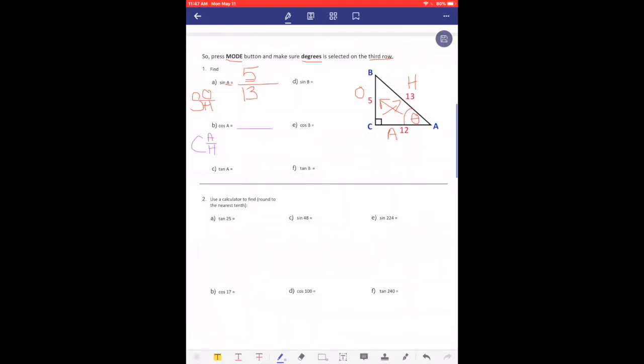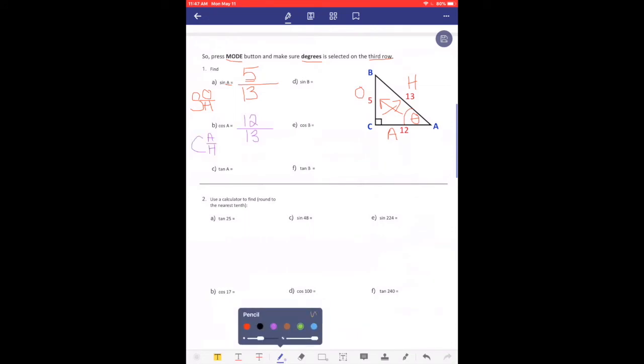So that means I'm going to set up a fraction, and we're still using that angle A, so I can leave my labels on the triangle. Adjacent side is the 12, and the hypotenuse is the 13. So 12 over 13 is my fraction.